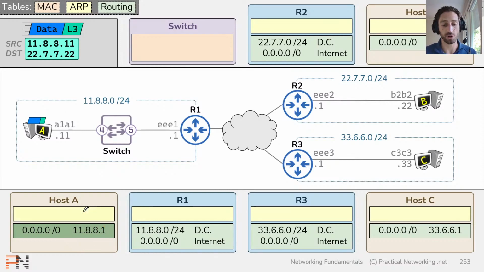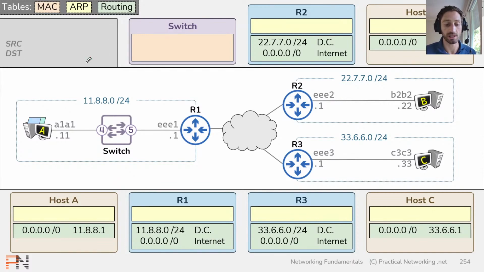Now, at this point, host A wants to put together a layer 2 header that looks something like this. But the problem is host A doesn't know the MAC address for the IP address 11.8.8.1. If we look down there, we can see that host A's ARP cache or ARP table is empty. Therefore, host A is unable to put together the layer 2 header at this point. What host A needs to do is run through ARP, or the address resolution process. So it's going to put this particular packet on hold. It's just going to reserve it, hold it to the side for a minute.